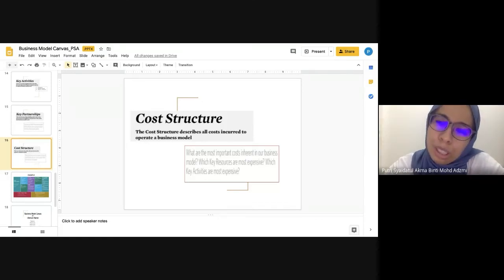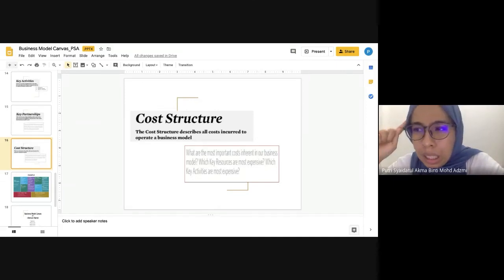That's why you notice most of the startups start from their own garage, because they don't want to incur costs on space, on new tables and chairs, on their office unit, on their office space, right? So when you build up your cost structure, you must then be able to think about what is the most important cost in your business model.